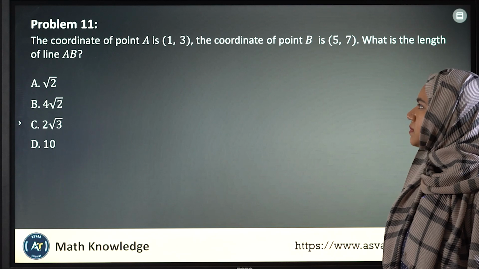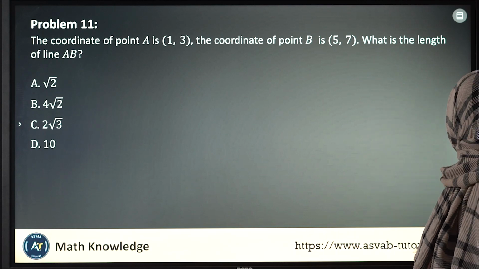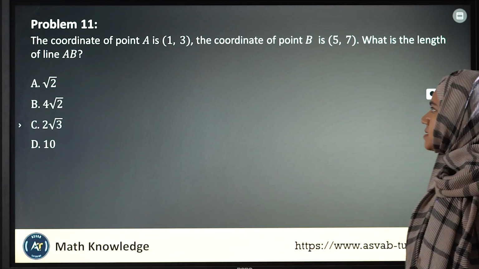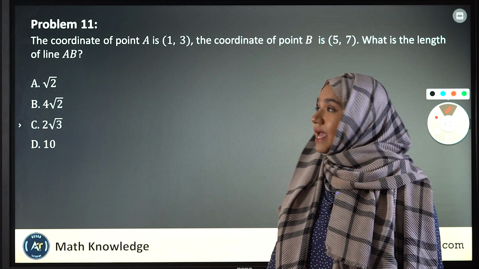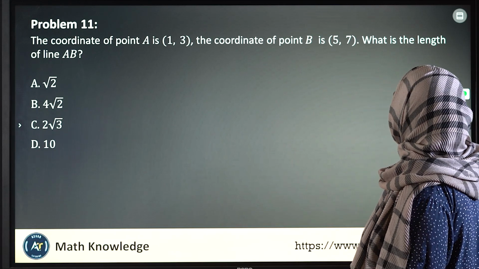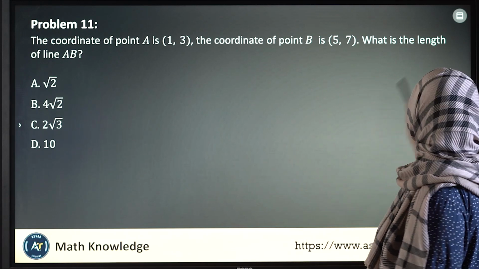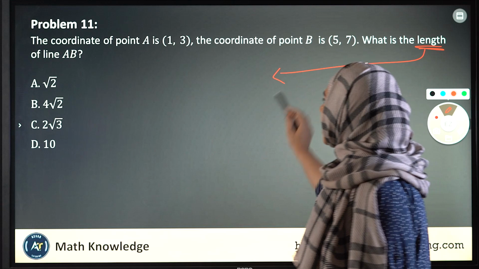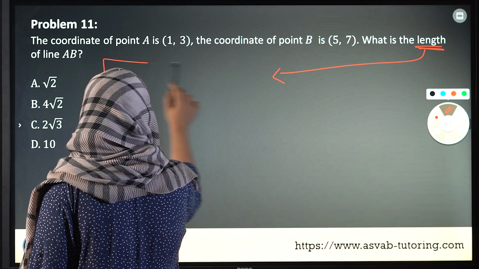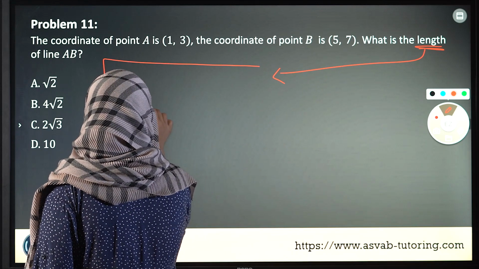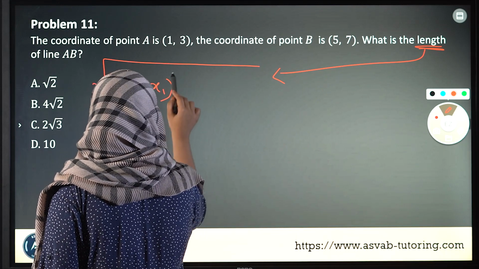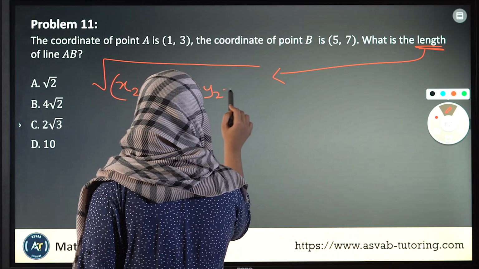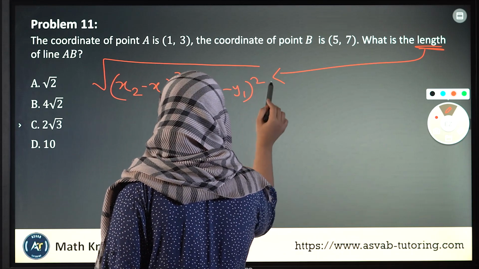Let's look at problem number 11. Once again, we have another coordinate geometry sum, right? The coordinate of point A is (1, 3). The coordinate of point B is (5, 7). What's the length of AB? So to figure out the formula for length is very simple. It's the square root of (x2 minus x1) whole squared plus (y2 minus y1) whole squared, all right?